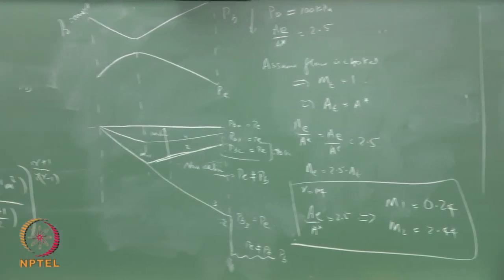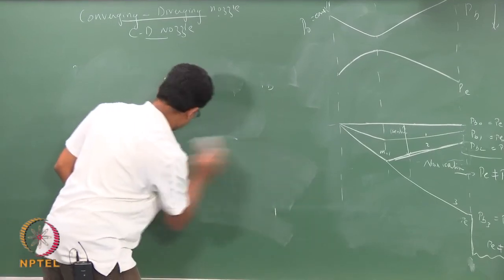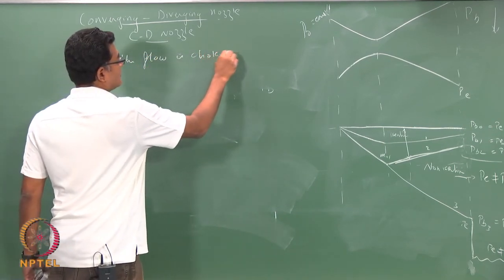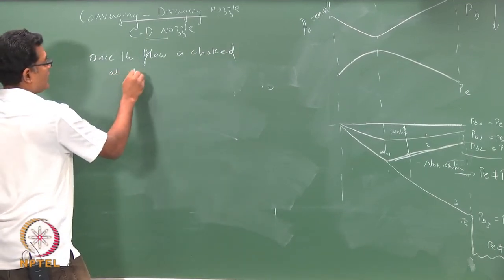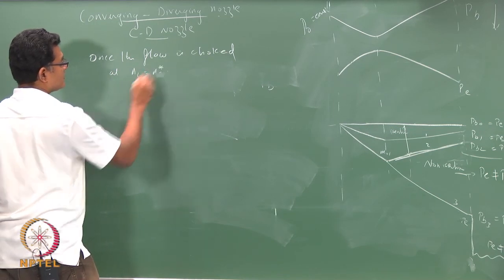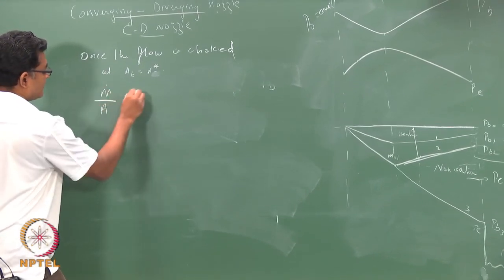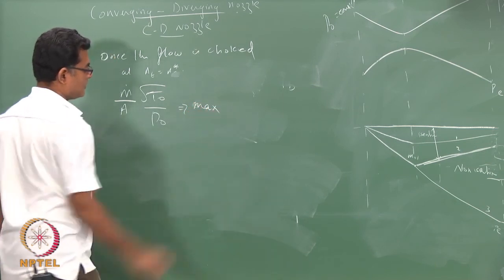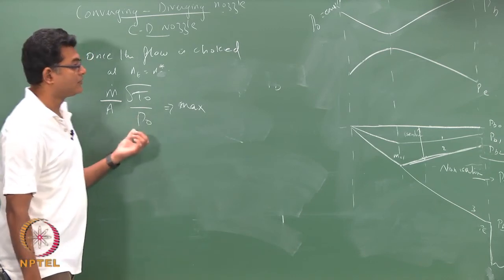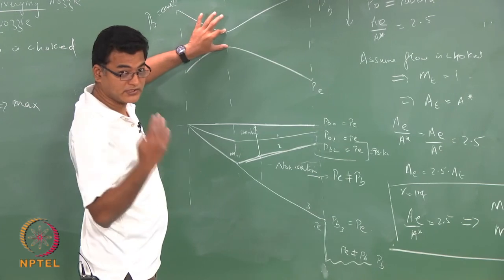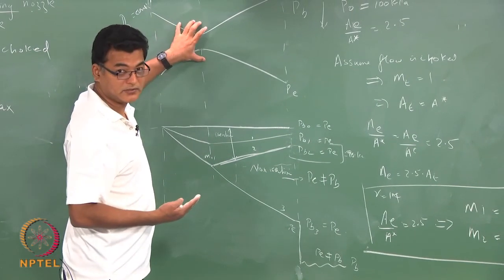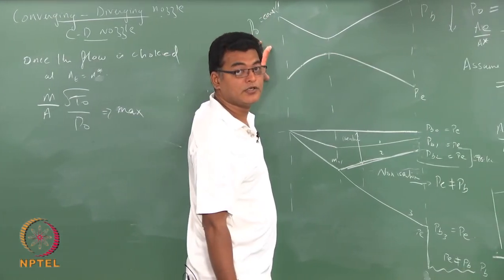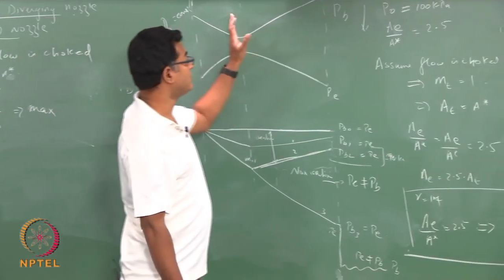So once the flow is choked, at the throat AT equals A star. So for a fixed AE by AT, this quantity is also the maximum that it can go through. The mass flow rate going through the nozzle once it is choked is the maximum it can take. The maximum flow rate comes from this particular condition, which depends only on P0 and T0. So unless you change T0 and P0, your mass flow rate is not going to change. Whatever you do, your throat condition is the same.